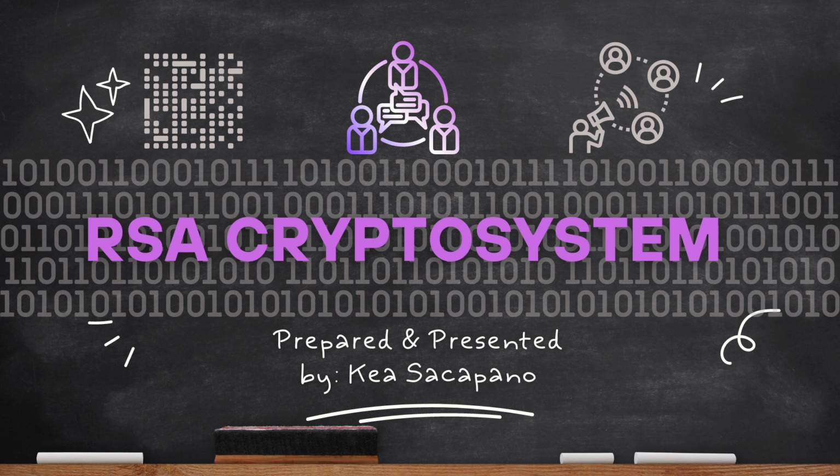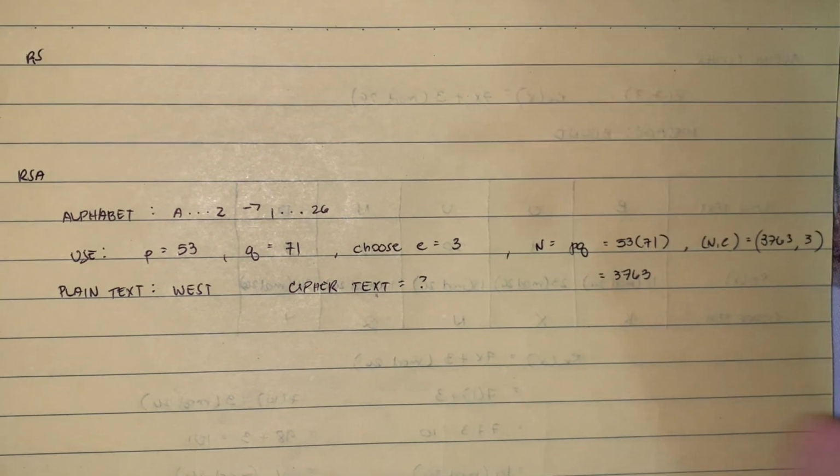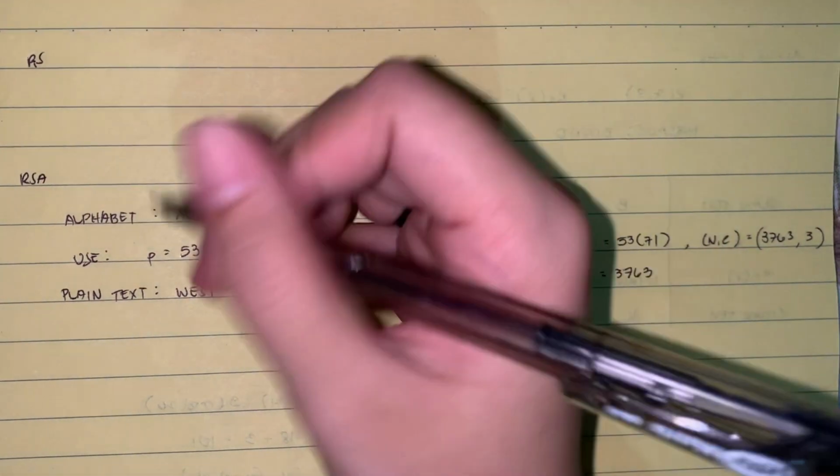So I hope you took the time to read about the RSA crypto system. In this segment, I will be introducing you to the method of generating a public and private key, along with encrypting and decrypting a message using the RSA crypto system. So let us begin. Let us suppose that we were to base from the alphabet A to Z corresponding to the numbers 1 to 26.